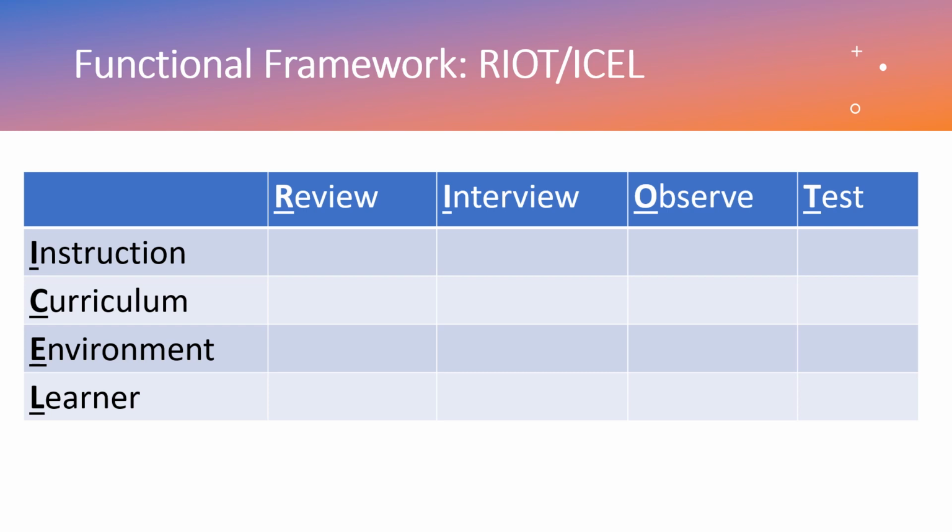As you can see in that horizontal top row going across, we have RIOT, so review, interview, observe, test. And these are 4 potential sources of student information so that we get a variety of sources. So review is really looking at past and present student records, which many of us already do when we're in that pre-referral and that referral, a review of existing data stage.